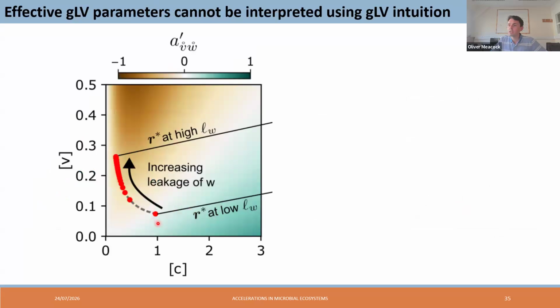So if we now look at these different R stars as a function of our leakage rate of this amino acid W, over here what we've got is our R star at low leakage rates, and we can see that there's a fairly high amount of carbon, but a very low amount of amino acids. And that makes sense. We're at low population sizes. We have very inefficient conversion of carbon into amino acids. And so we should expect there to be lots of carbon left over. As we increase the production of this amino acid, we move along this contour here, and we end up in this place over here where we've got lots of amino acid, but not very much carbon.